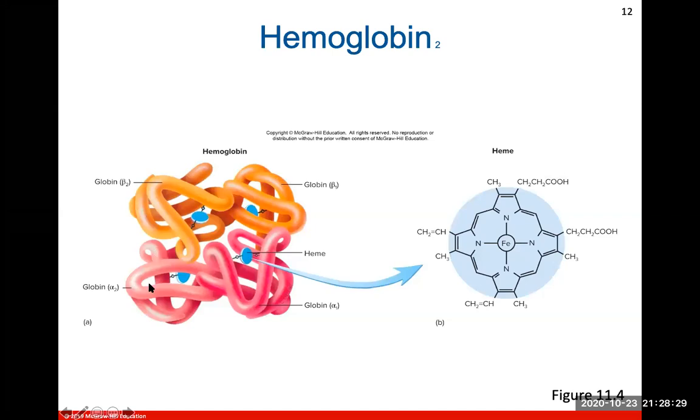It's kind of these 4 subunit protein molecules that are formed as one hemoglobin molecule. There's a heme or iron group in the middle, and that is what the oxygen will attach to. So one hemoglobin can attach to 4 oxygen molecules.